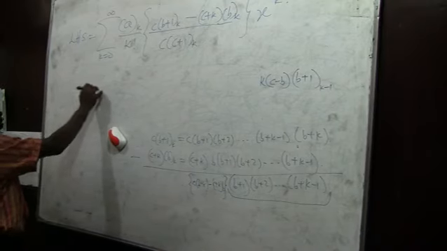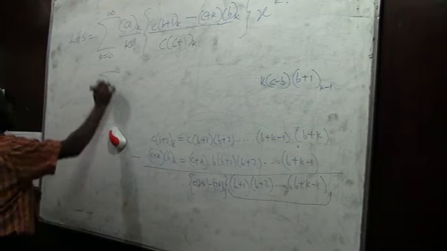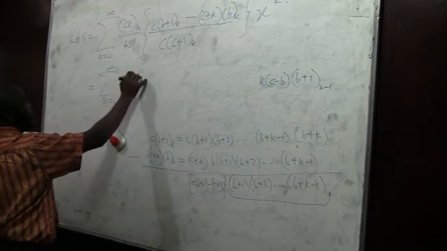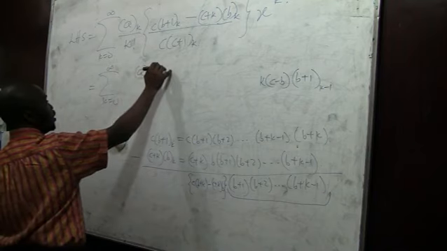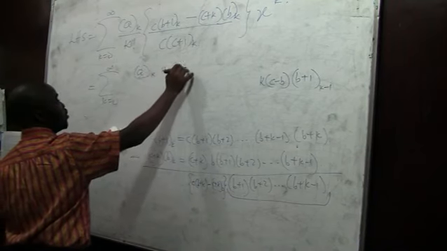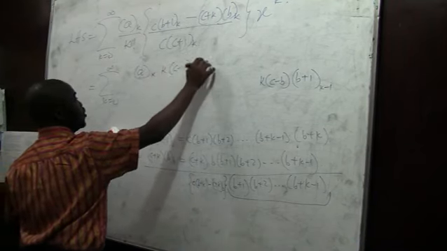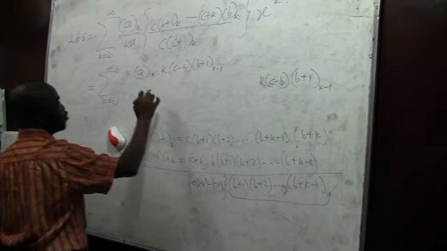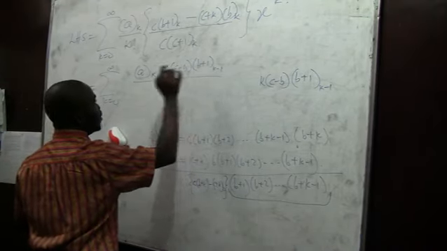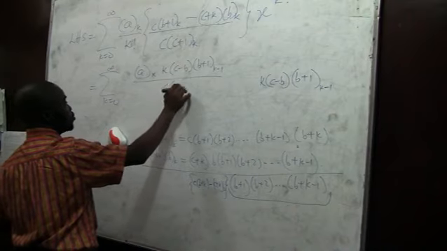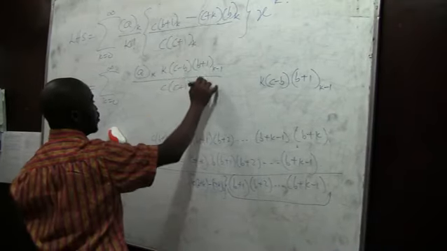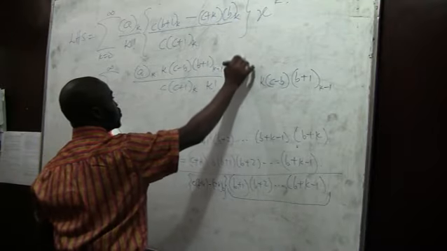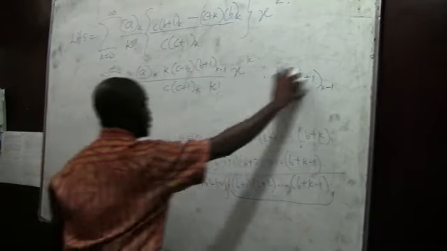So our left hand side becomes the summation k equals 0 to infinity, a sub k, I have k into (c minus b), (b+1) sub k minus 1, all divided by c into (c+1) sub k, k factorial, x raised to power k. That is what we have.